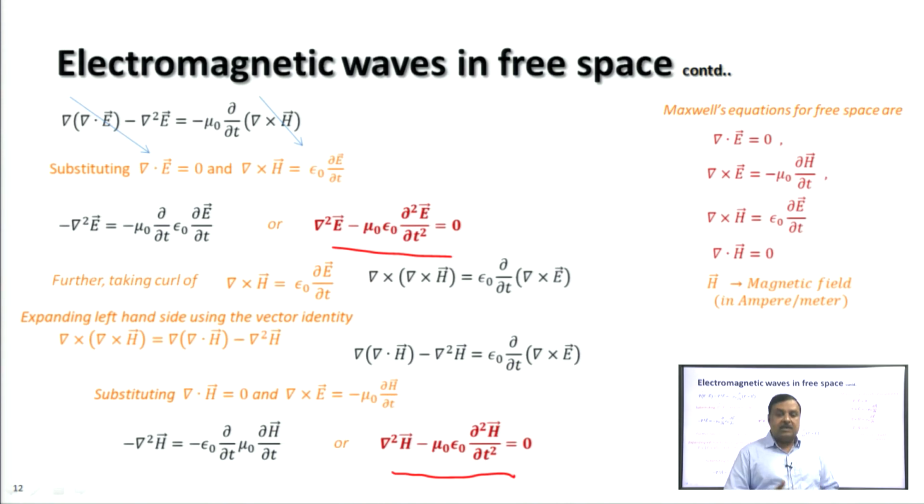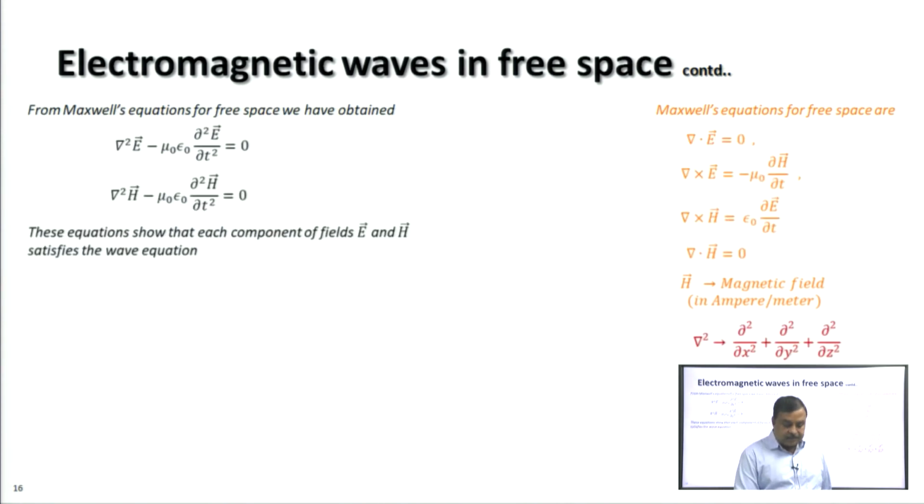And what do these equations indicate? Let us see. From Maxwell's equations for free space, we have obtained these two equations. These equations show that each component of electric field E and magnetic field H satisfies the wave equation.